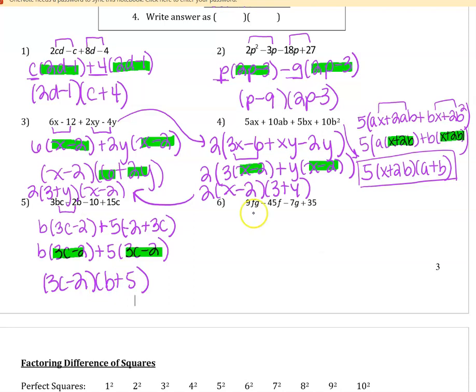All right, last one on this page. Looks like I can pull out a 9f. So g minus 5 and a negative 7.